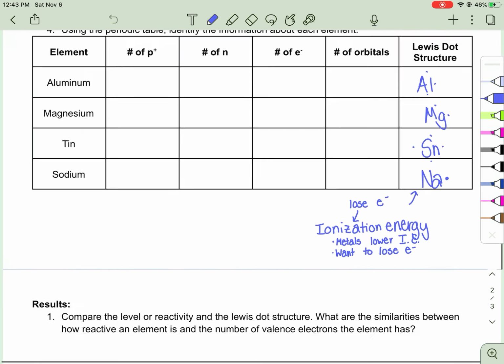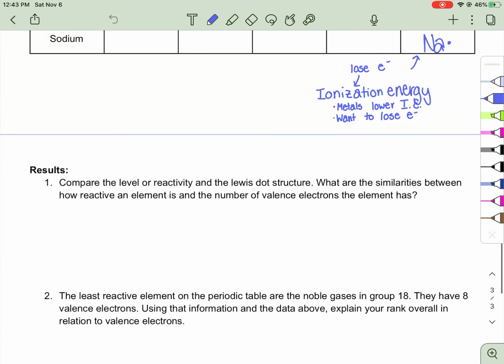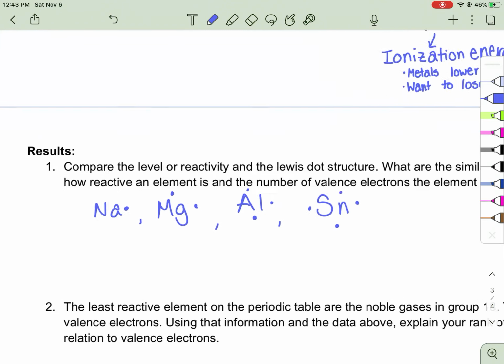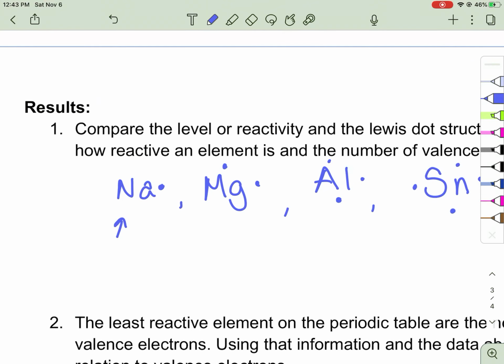So when we look at the reactivity, we'll notice that the most reactive is going to be sodium. That one can boom in the water. Then it's going to go magnesium, aluminum, and then tin didn't react with anything in your lab. So this is the most reactive.